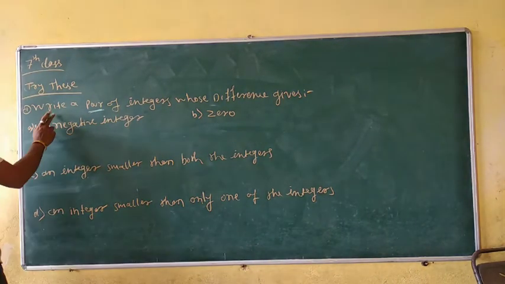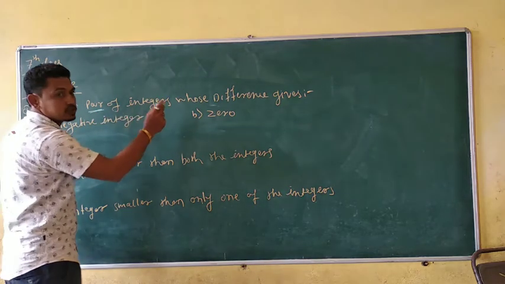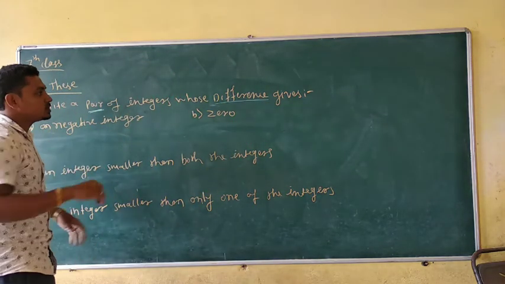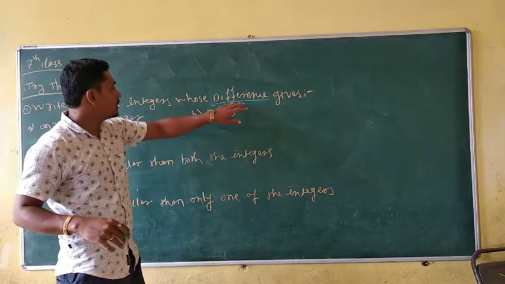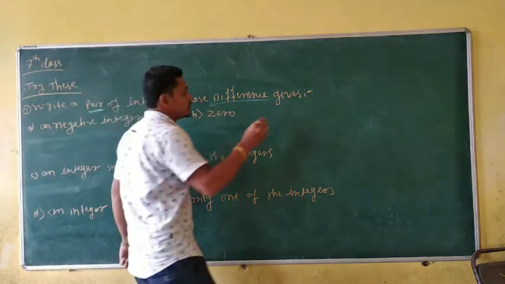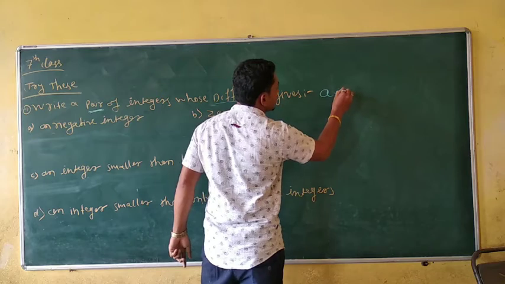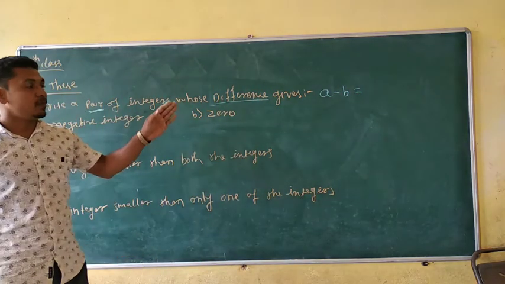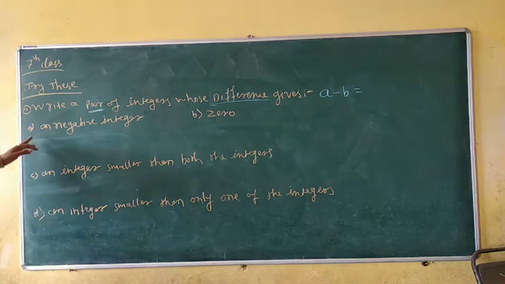See here now. Write a pair of integers whose difference. In the previous question, we saw sum. Now here, whose difference gives. Difference means a minus b.